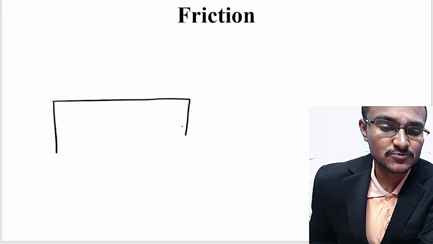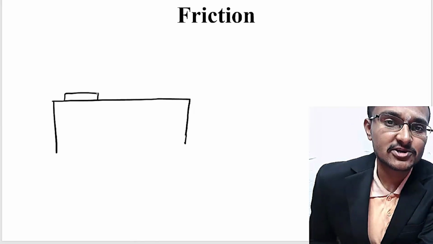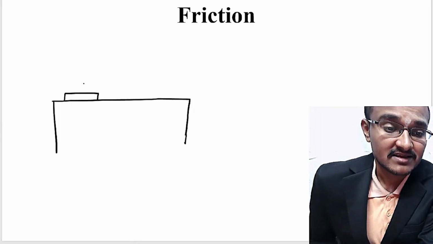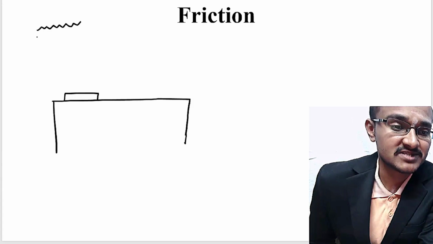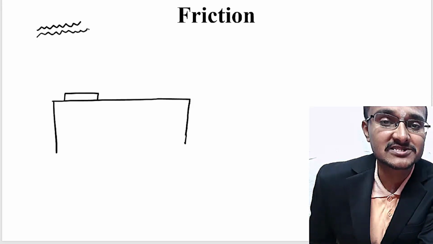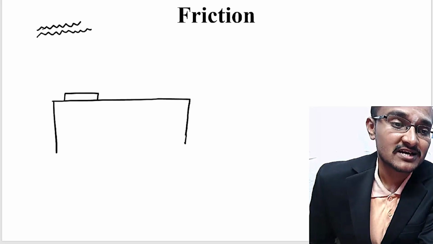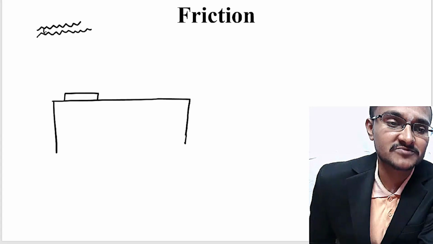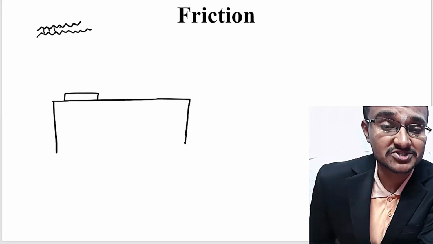So now let us discuss one more case. If you have a table like this, and you place an object on this table, then the irregularities of the object are getting locked with the irregularities of the table surface. That shows the frictional force is acting between the irregularities of these two objects and locking them to be stable in one particular position.